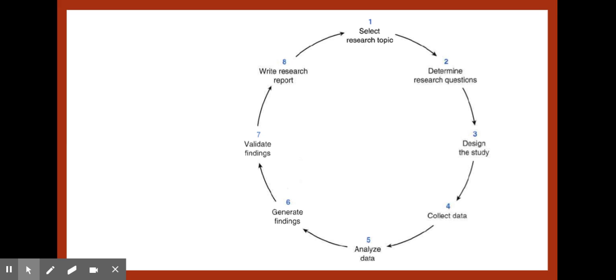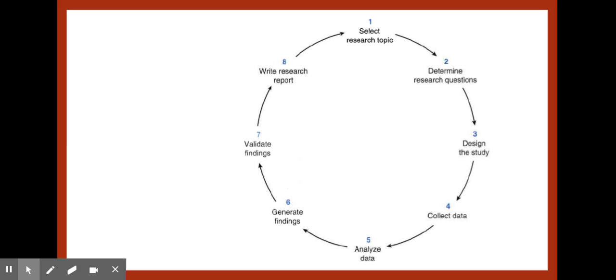And generally speaking, it will be presented in a way that is quite linear. So you'll start with the research topic and then move into the research questions within that topic, which leads you to designing the study, collecting the data, analyzing the data, generating findings, validating those findings, and writing a research report in a nice, orderly fashion. That is great for presenting information in a way that a recipient can interpret and understand.